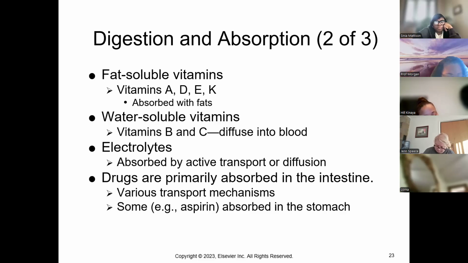Some drugs are broken down by digestive enzymes. Large amounts of food in the stomach and the intestine can delay absorption. So this is why certain drugs you have to give apart from food or other things. Presence of food or drugs, such as antacids, can interfere with absorption of other drugs.